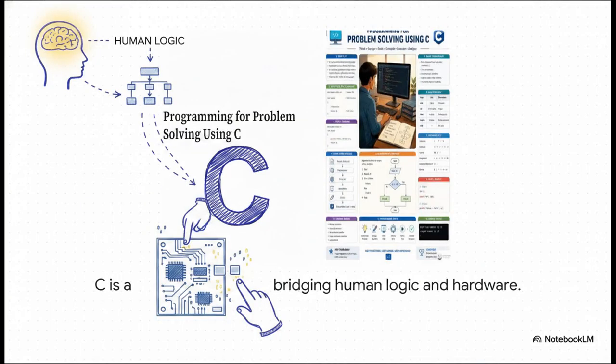C is fascinating because it acts as a unique mid-level language. It essentially bridges the massive gap between highly readable, high-level human concepts and low-level hardware manipulation. On one hand, you can write clean, logical functions. But on the other, you have the raw power to directly manipulate physical memory addresses using tools like pointers. It's a real game changer.